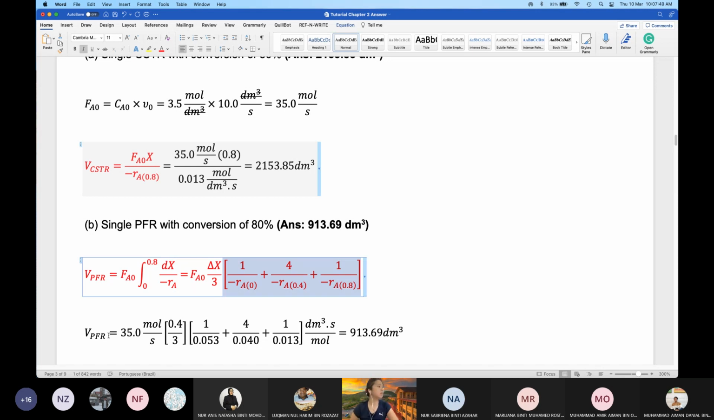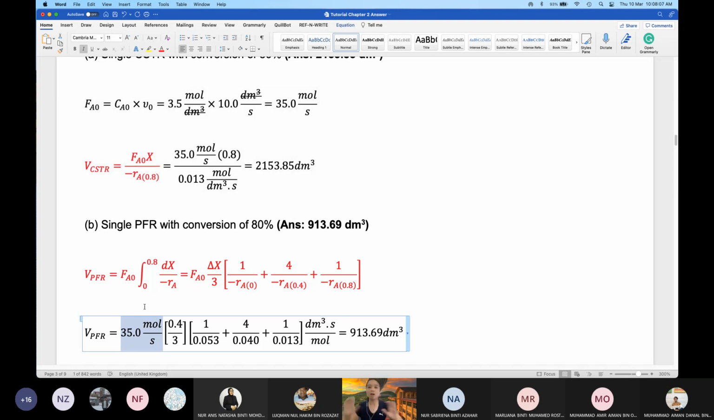So first part, FA0 masih 35 mole per second. Kita guna FA0 yang sama yang tadi kita kira untuk CSTR. Sebab FA0, dia tak bergantung kepada reaktor. FA0 dalam soalan ni bergantung kepada CA0 dan V0. Kalau CA0 dan V0 tak berubah, of course my FA0 pun tak berubah. So that's why my FA0 still 35 mole per second. Okay, multiply with delta x 0.4 divided by 3.